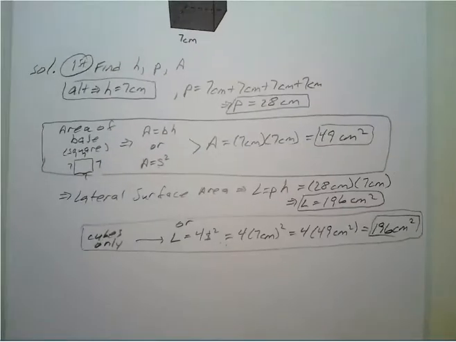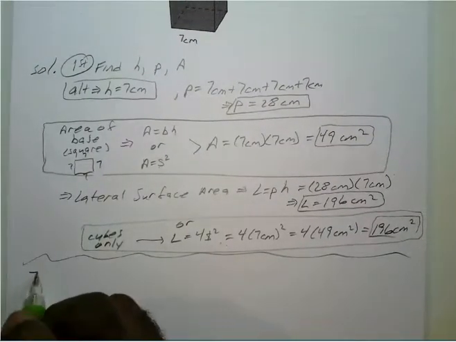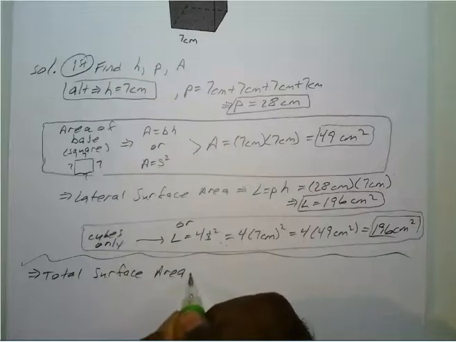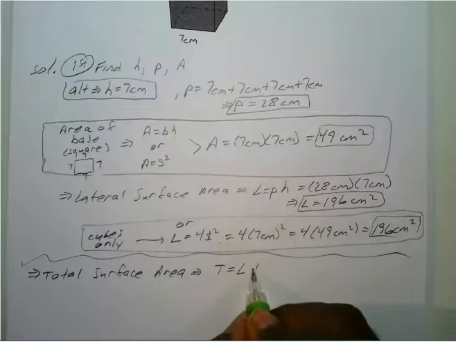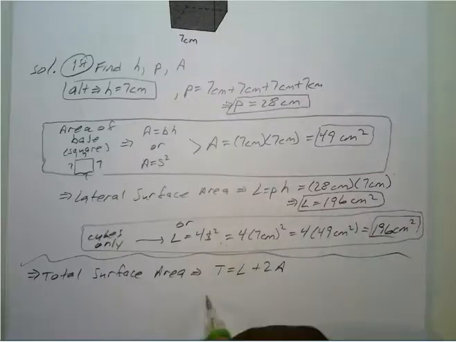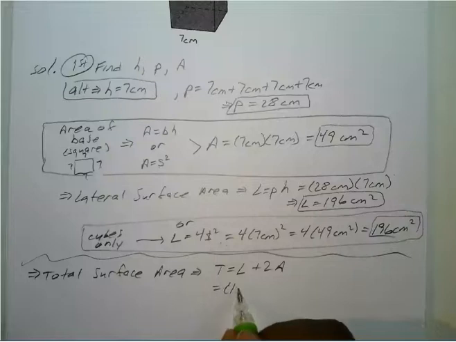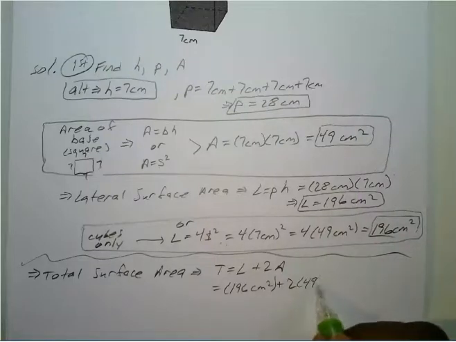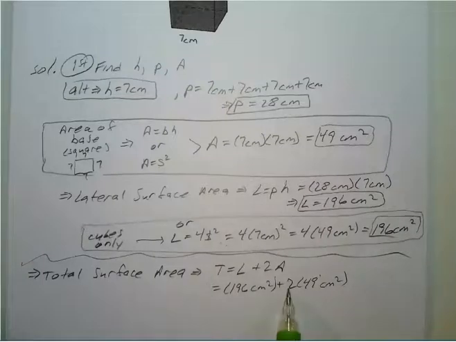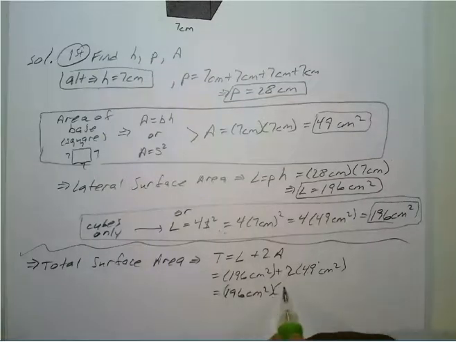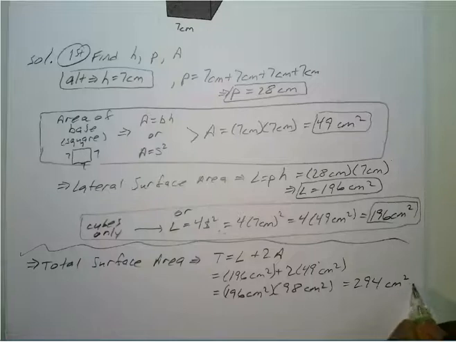All right, let's go ahead and move on to the next one, our total surface area. Remember, our total surface area is equal to L plus 2 times the area of the base. We already know our lateral surface area is 196 square centimeters, plus 2 times the area of the base, so 2 times 49 square centimeters. 2 times 49 is 98. So this is going to equal 196 square centimeters plus 98 square centimeters, which is 294 square centimeters.